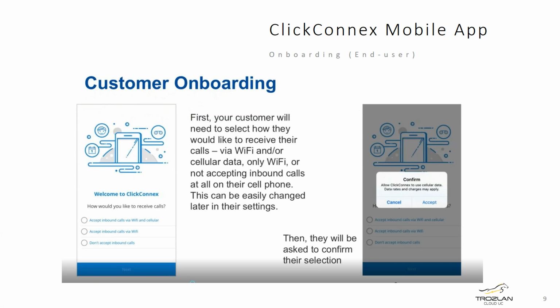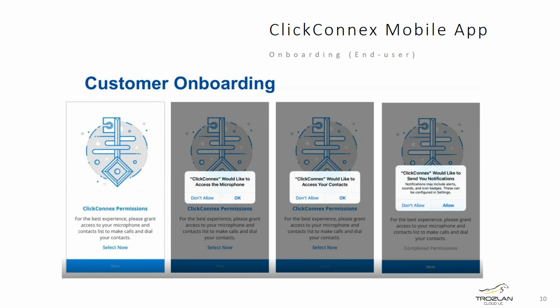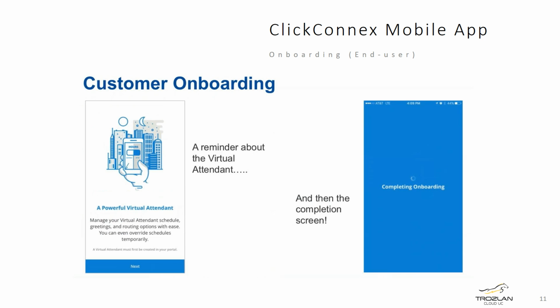During the customer onboarding setup screen, you will be asked how you would like to receive calls. You will be given the option to choose either Wi-Fi and cellular data or Wi-Fi only, or if you'd like, you can also choose to not accept inbound calling at all. Next, it'll ask you for permissions, such as access to the microphone, contacts, and the ability to send you notifications. We can go ahead and just press OK and allow for all of those. Once that is done, you will be getting a reminder about the virtual attendant. Go ahead and press next, and then you'll see the completion screen.